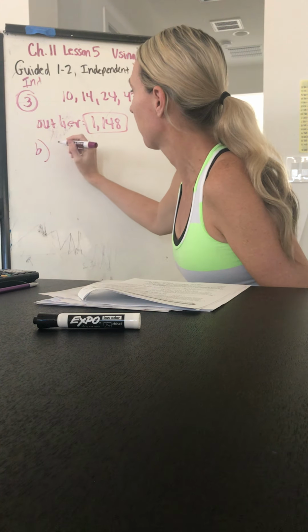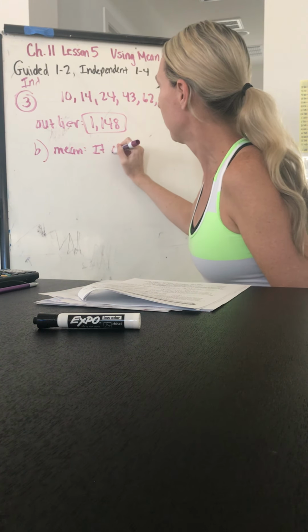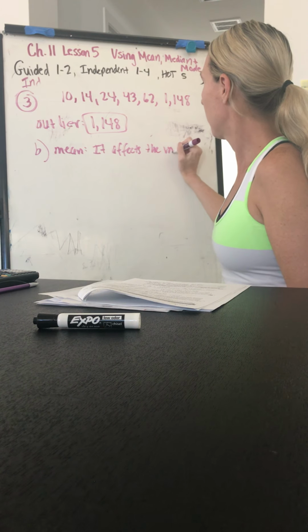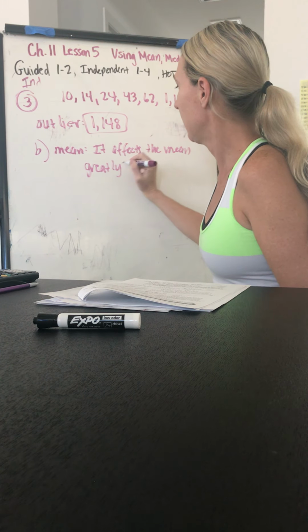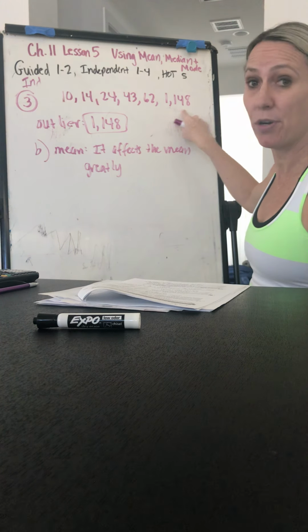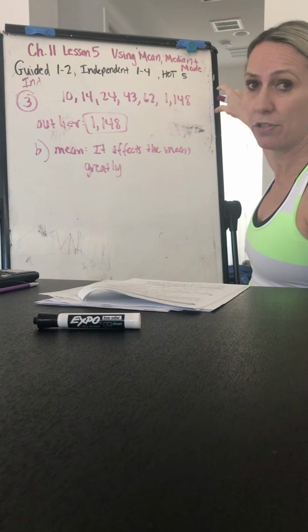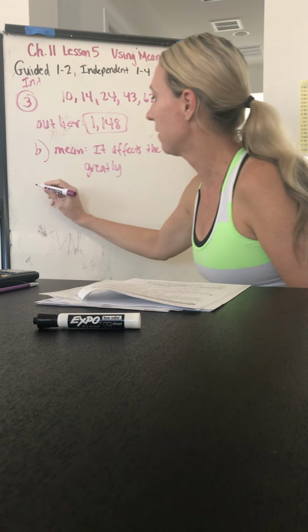So for B, for the mean, I'll say it affects the mean greatly, and we'll make it bigger because this number is so huge. The mean, when you do this, is going to move it way over towards that 1,148. So it's going to greatly affect the mean.